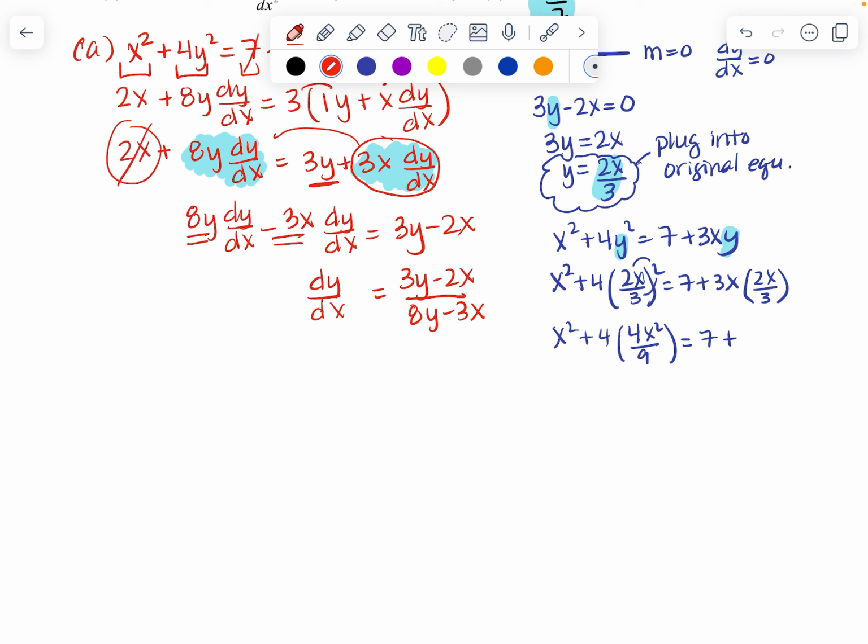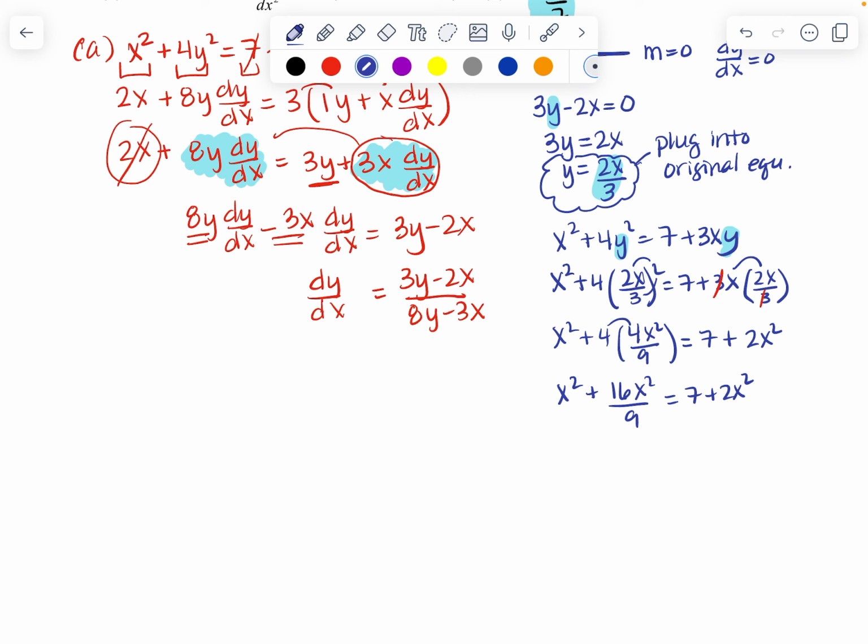And you guys, something kind of cool happens on the other side. The 3's cancel out. Okay, and then what am I left with here? X times 2x is 2x squared. Okay, I'm going to do a little bit more cleanup. So I have x squared plus, this is 16x squared over 9 equals 7 plus 2x squared. Okay, now look, not a horrible equation, but I sure don't like the 9.